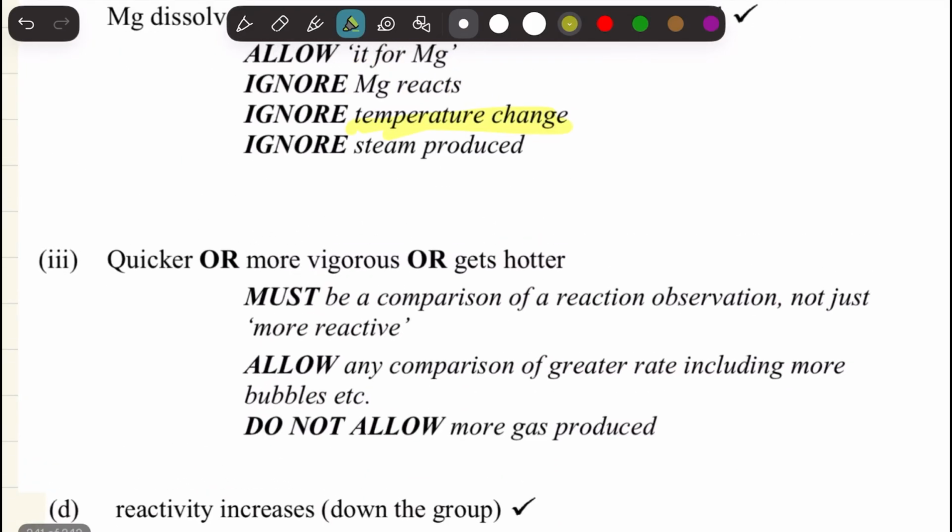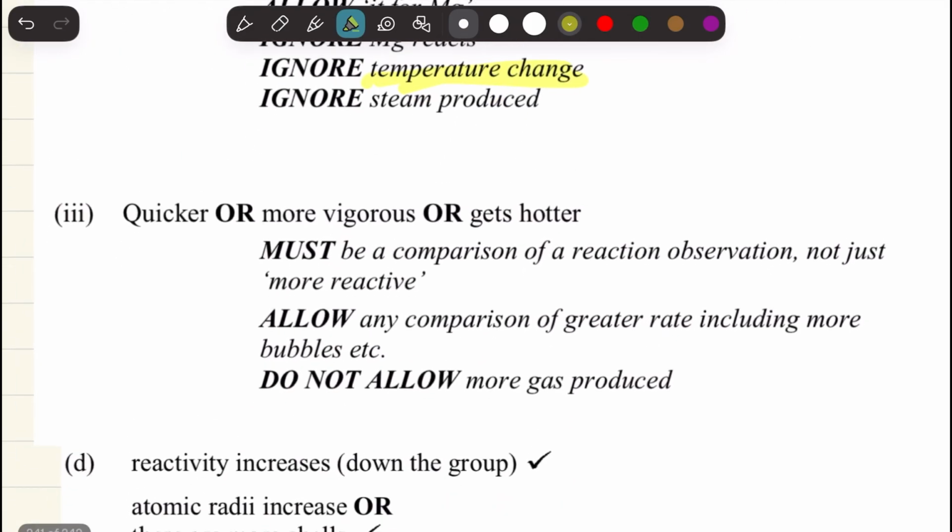Okay. Strontium, more reactive. We've talked about this. We're going to talk about it again in the next question. If it is more reactive, its reaction is going to be quicker. It's going to be more vigorous. It's going to get hotter because it's an exothermic reaction. Think about those things. If it's more reactive, that's the most I would go for.